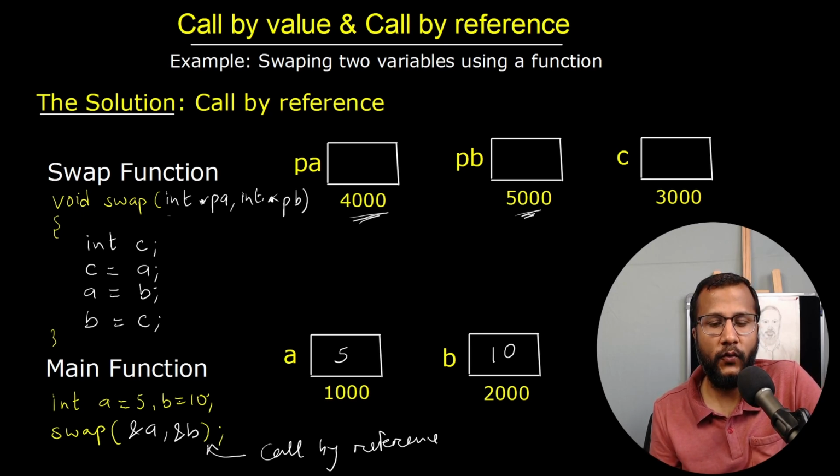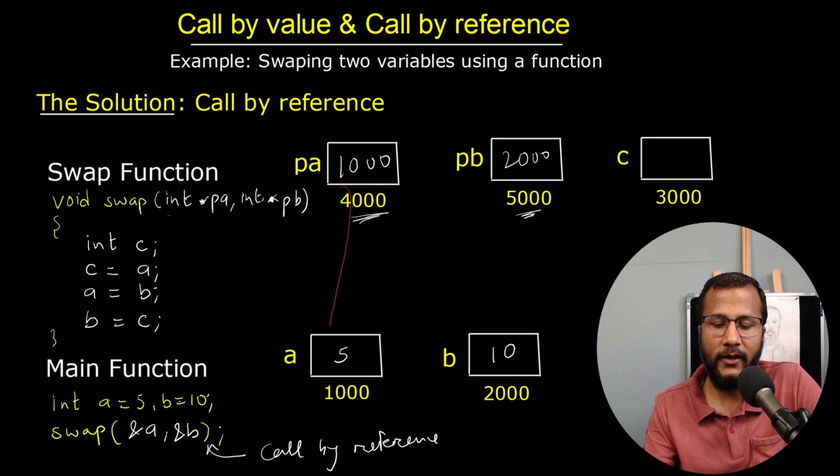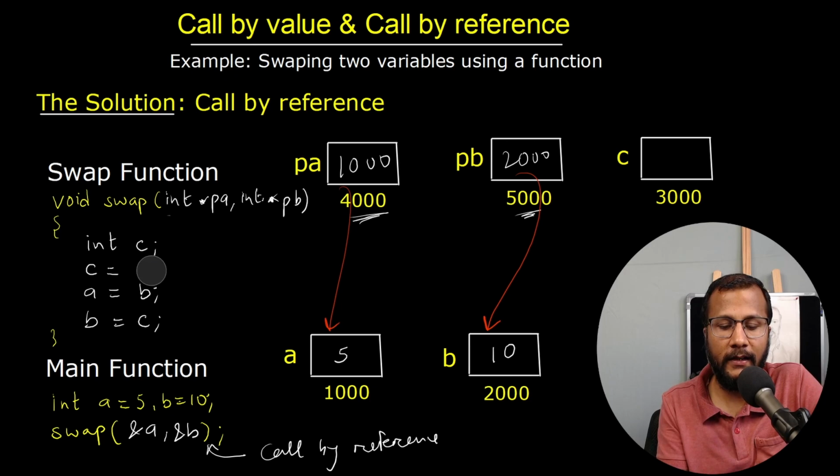Now how do I perform this swap? I can't use C equals A, right? First of all, whenever I say ampersand A, ampersand A is 1000, so 1000 is stored in PA. Ampersand B is 2000, so 2000 is stored in PB. So we can say that PA points to A, PB points to B, right? If I want to really get the value of A, I can use the indirection operator. If I apply star on PA, it will go to the address 1000 and get the value, right? So to get the value of A, I have to write star PA.